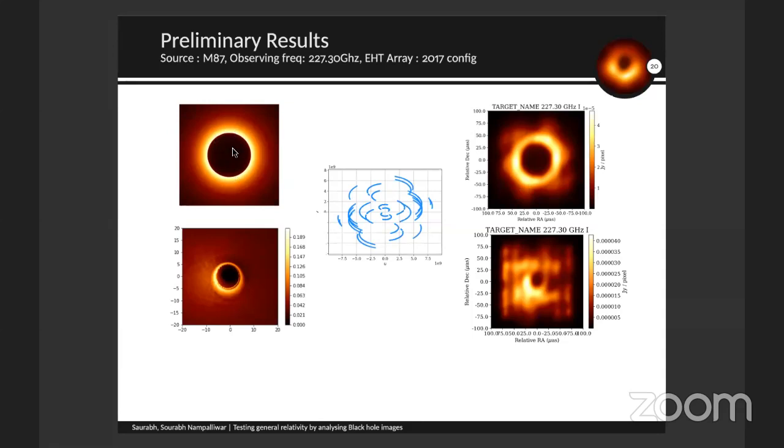If the ideal source were this, or this rotating black hole, which is surrounded by an optically thick accretion disk. Here we have taken the observing frequency as 227 gigahertz, and the EHT array configuration is the 2017 array, which was exactly the one for the results published last year.